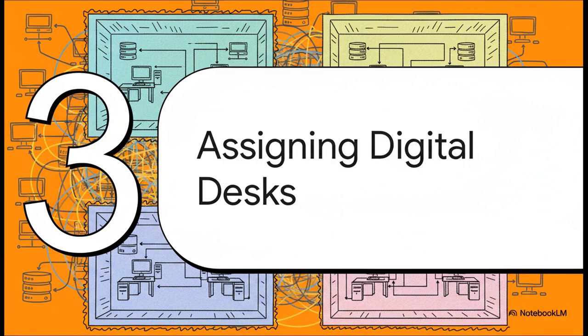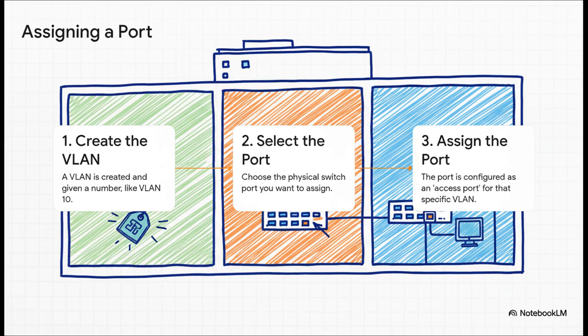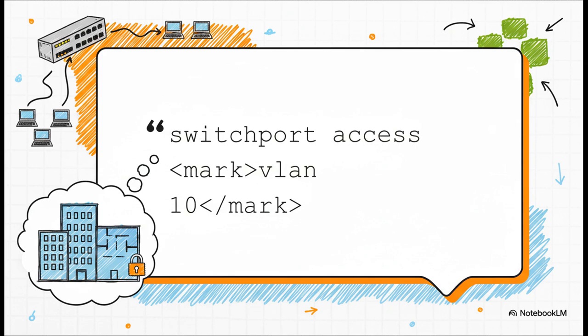Okay, so how does this actually work in the real world? How do we assign a device, let's call it a digital desk, to one of these new virtual departments we've created? Well, on a managed network switch, the whole process is actually pretty logical. An administrator will first create the virtual department and give it a number, let's say VLAN 10 for the sales team. Then they just pick a physical port on the switch and assign it to that new VLAN 10. The commands might look a little technical, but this one little line does all the heavy lifting. It's basically telling a specific port on the switch, hey you, from now on you belong exclusively to VLAN 10. You are officially in the sales department.